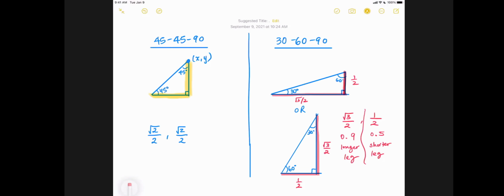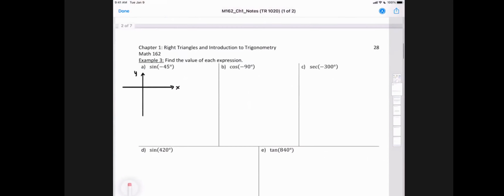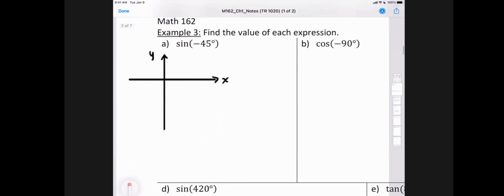Right. So let's go ahead and practice this in example 3. With this example, we're going to be looking at some increments of the common angles, but you can see that we're starting to have negative measurements and large angle measures. All right, so let's start off with example 3A. We're finding the sine of negative 45 degrees.